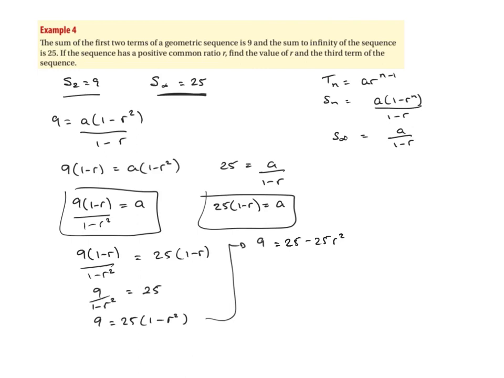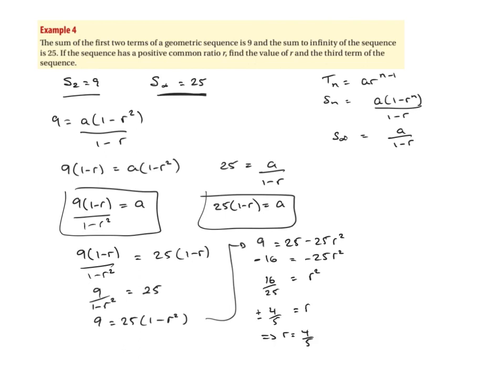So 9 take away 25 will be minus 16, is equal to minus 25r^2. Divide both sides by minus 25, which means we're going to end up with r^2 is equal to 16 over 25. And take the square roots of both sides. r is going to be equal to 4/5. It's going to be plus or minus 4/5 because we're taking the square root, but we're told that it's going to be positive here, so that implies that r is going to be equal to 4/5.